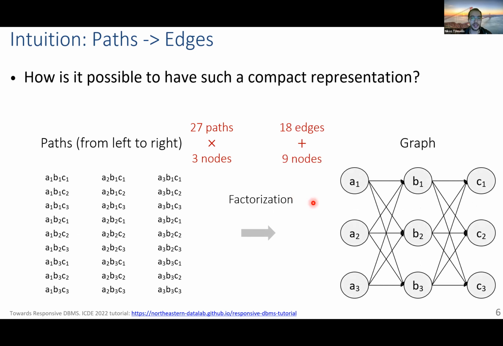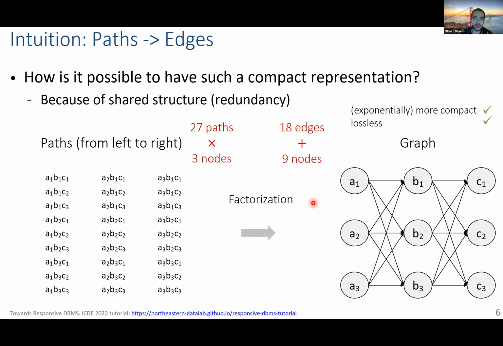And that's what the idea of factorization is. The reason that it is possible is because of shared structure that a graph has, and it allows us to create representations that are exponentially more compact and also lossless, because we don't lose any of the paths. We can go back and forth between the representations at any time.